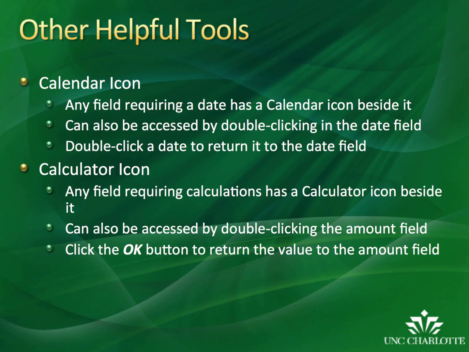Any field that requires calculations will have a calculator icon next to it. Just like the calendar icon, you can click this calculator icon to bring up the calculator function. You can also double-click any amount field to display the calculator. If the amount field has a value, the calculator shows that amount. After making the necessary calculations, click the OK button to select the calculated value for the amount field.